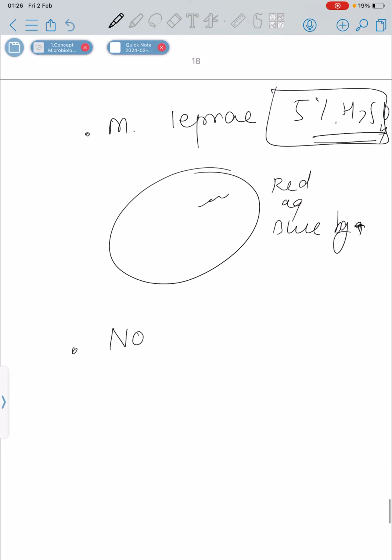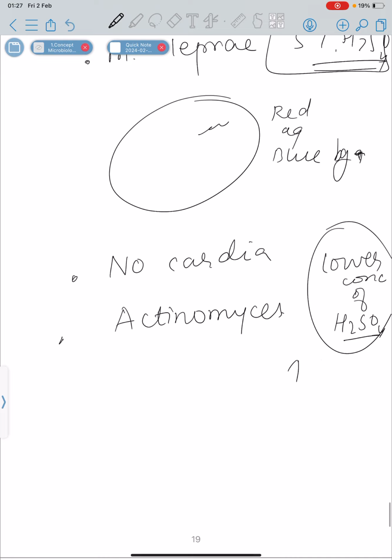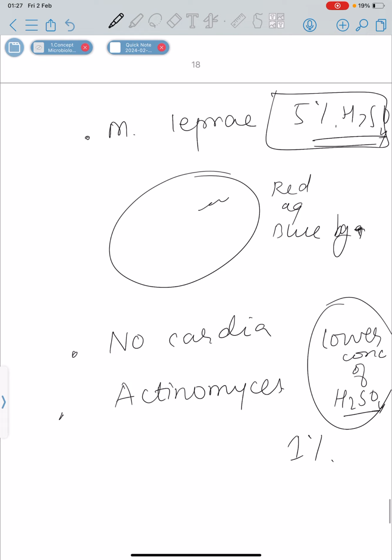Similarly, Nocardia and Actinomyces are other organisms which are given lower concentration of H2SO4, because at a higher concentration they will get decolorized. So they are given around 1%. Clear? So these are other acid fast bacilli. I hope I've made this clear.